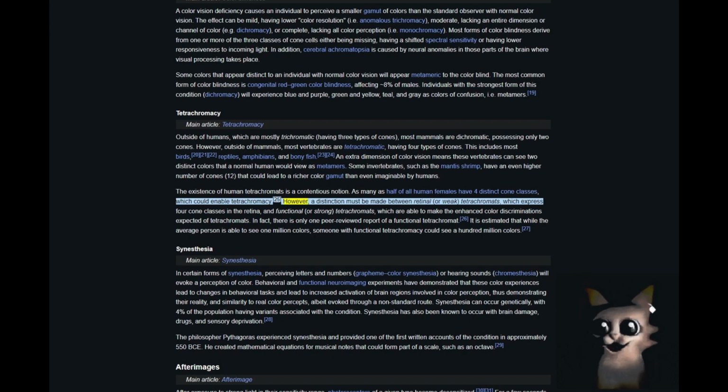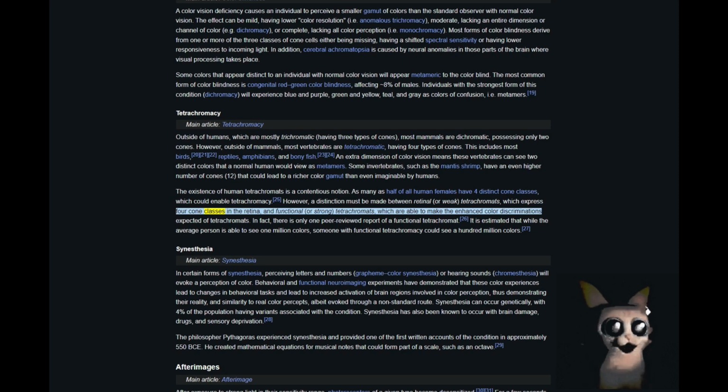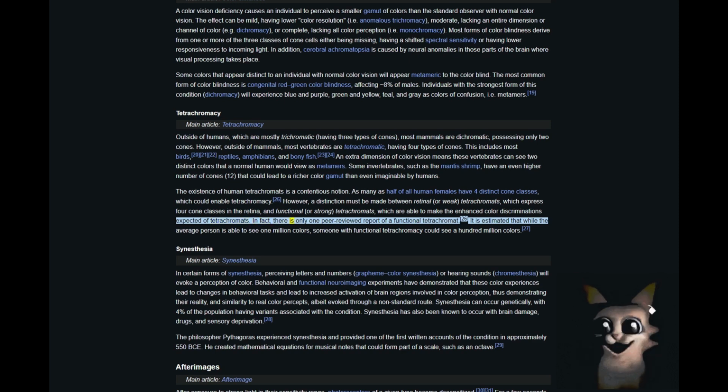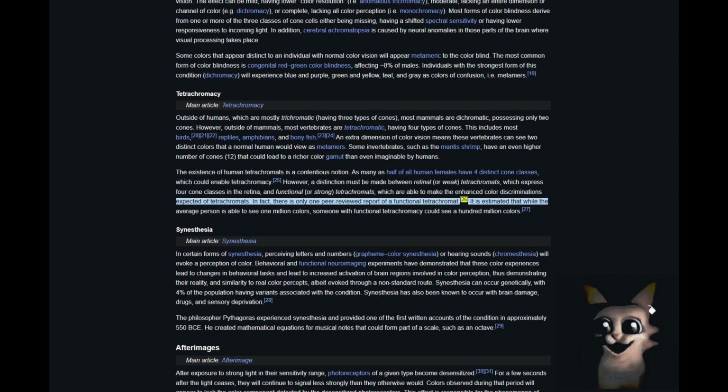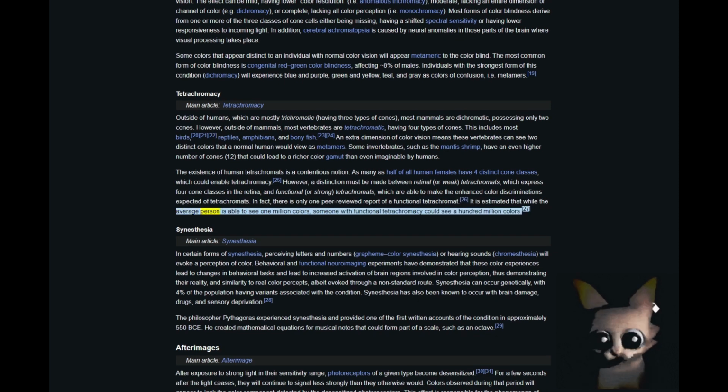However, a distinction must be made between retinal, or weak, tetrachromats, which express four cone classes in the retina, and functional, or strong, tetrachromats, which are able to make the enhanced color discriminations expected of tetrachromats. In fact, there is only one peer-reviewed report of a functional tetrachromat. It is estimated that while the average person is able to see 1 million colors, someone with functional tetrachromacy could see 100 million colors.